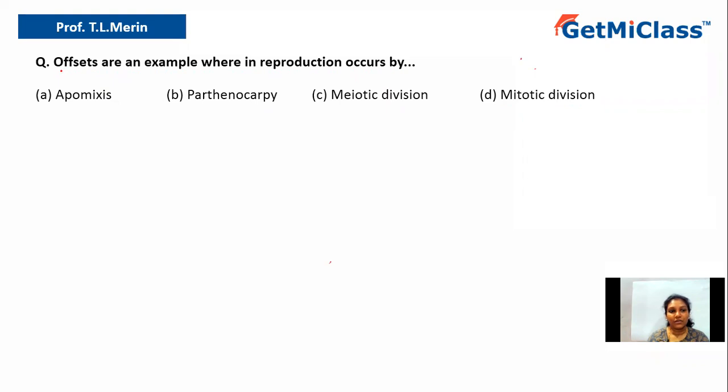So what is offset is an example. So that is what is the question. Of course, they are given in plural form, that is offsets are example of what? What kind of reproduction does occur in them? First of all, we have to know what is the meaning of offset. So what are offsets? Offsets are nothing but horizontally running branches.